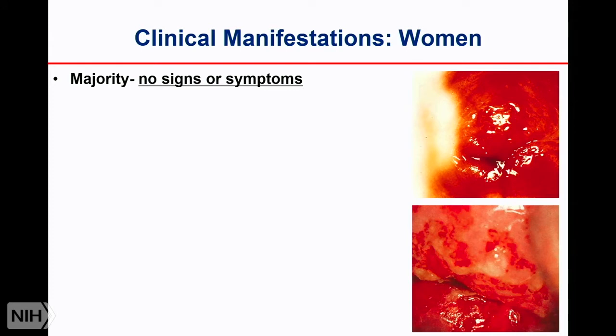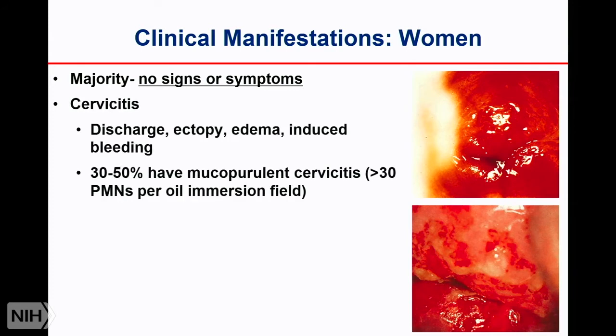So for women, the majority have no signs or symptoms, but some, 20%, will develop cervicitis, which are some photographs of what the clinician looks for, this erythema and redness of the cervical os.